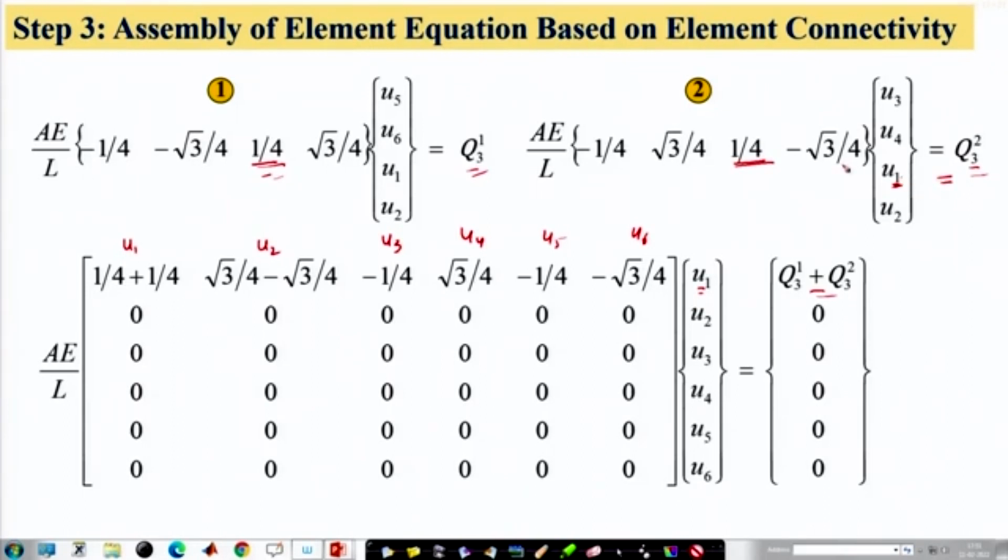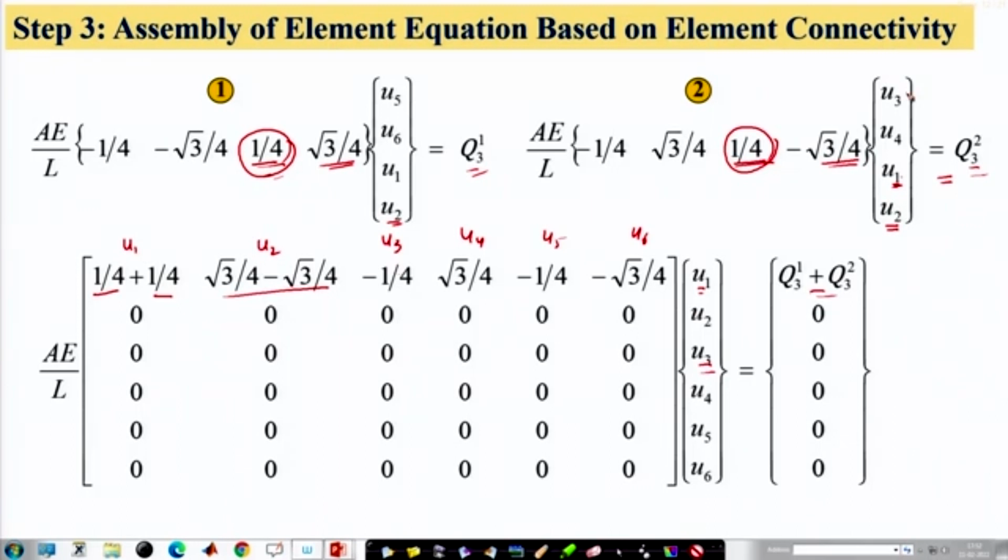From this equation, the contribution will be 1 by 4, and from this equation, the contribution will be 1 by 4. So the total contribution of U1 will be 1 by 4 plus 1 by 4. Right. Now, let's do it for U2. The contribution of U2 from this will be minus root 3 by 4, and the contribution here is root 3 by 4, so this will be minus root 3 by 4 plus root 3 by 4.